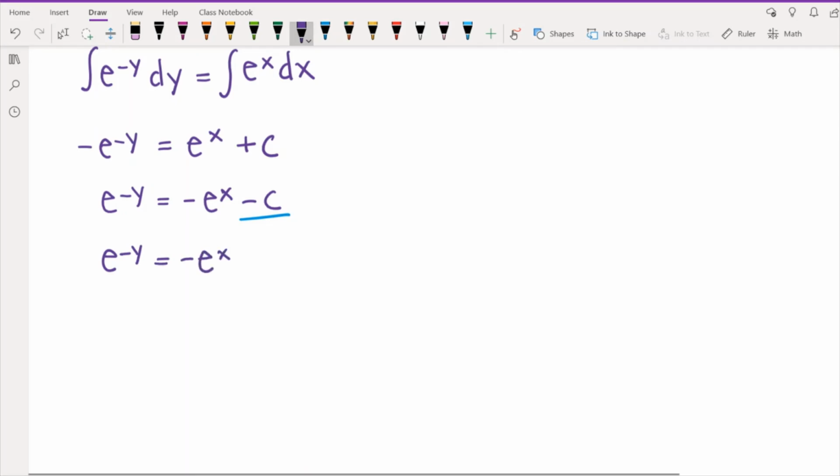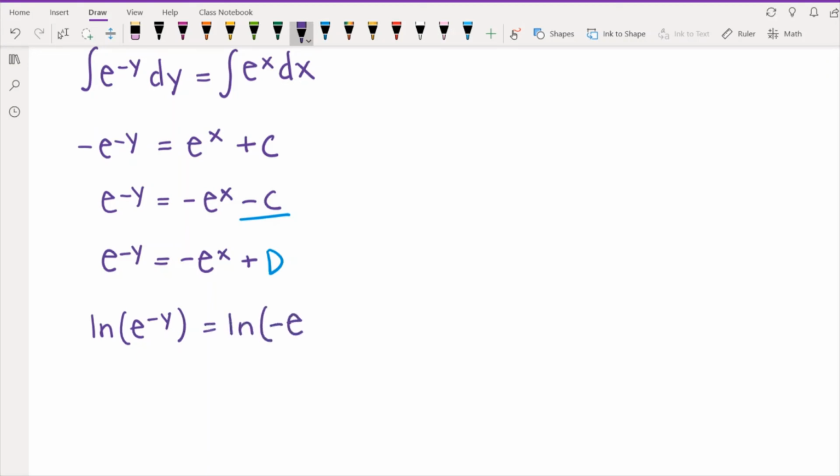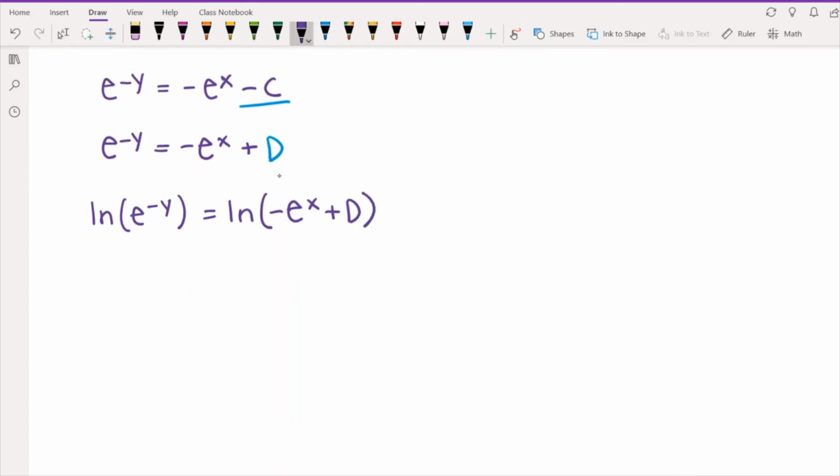Well, we can take ln of both sides, right? We already saw that in the reverse direction. ln and e are opposites of each other. So we can do ln of e to the negative y is equal to ln of negative e to the x plus d. And then on the left-hand side, the logarithm cancels itself out. Remember, ln of e to the negative y is basically asking you, what power do you need to raise e to get e to the negative y? And so the answer is negative y.